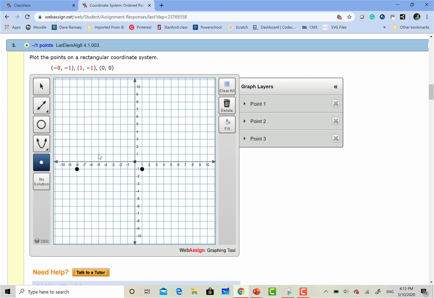And to double check these before you submit them, you can hover over them. Do you see in the light gray that it says -8, -1, and then if we go over here to 0, 0, it says that in the light gray. And then same with the +1, -1.